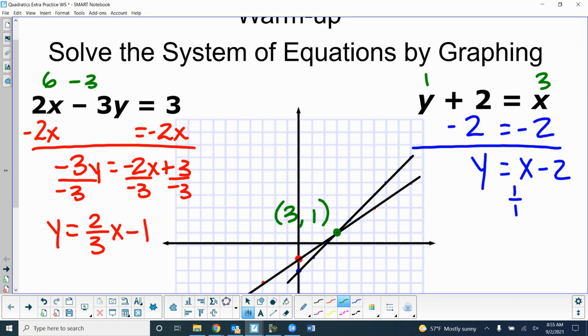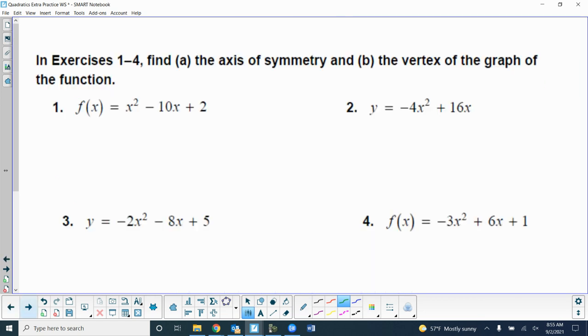Okay, so let's focus and make sure we don't forget some stuff we've been going over. All right, let's go over this one. It says find the axis of symmetry and the vertex. So what's the formula I use, AJ? To find the axis of symmetry, what formula do I use? Negative b over 2a. Thank you. So x equals negative b over 2a.